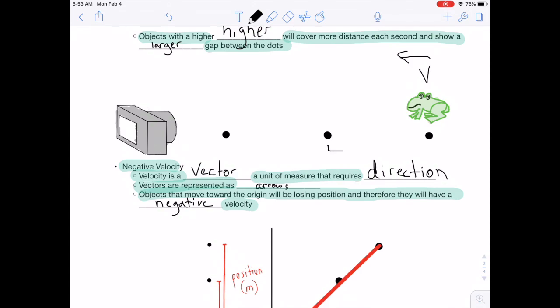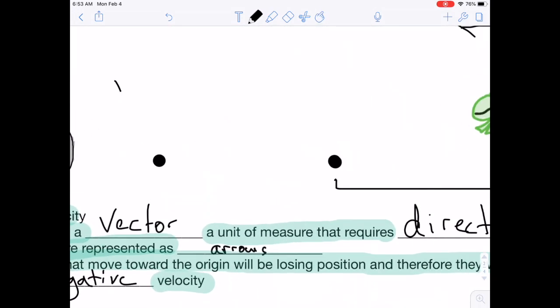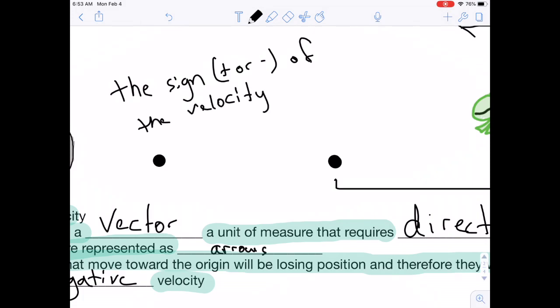All that means, positive and negative for velocity, it just means, are they moving to the left or to the right? Are they moving up or are they moving down? The sign, I'm going to write this down. I think this is an important idea. The sign, meaning positive or negative, of the velocity tells you the direction, or the direction the object is moving in.